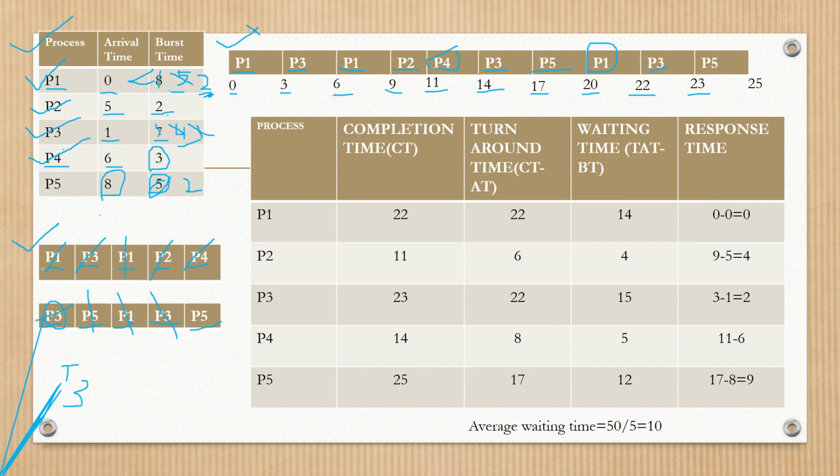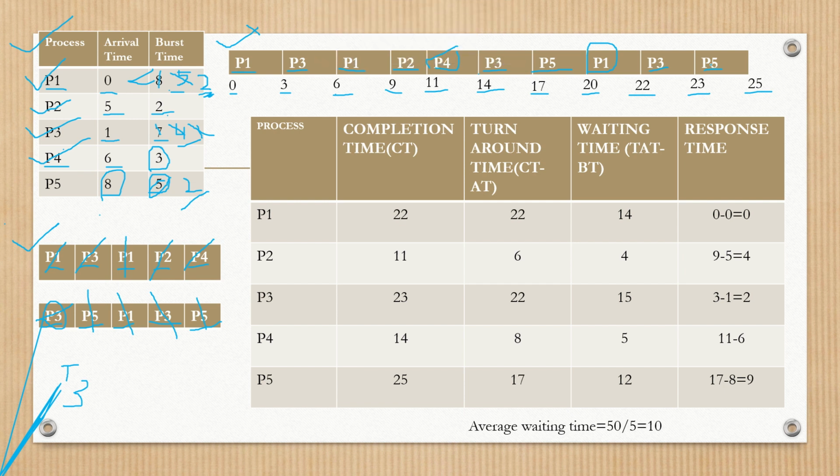Next pending is P5 from the ready queue. It is going to be allocated to the CPU. P5's remaining burst time needed is 2 units of time. So 23 plus 2, it is 25. So at time 25 P5 is going to complete its execution. So the Gantt chart is completed here.